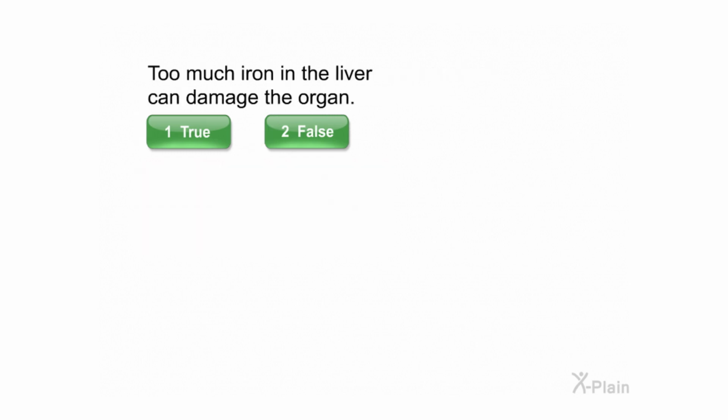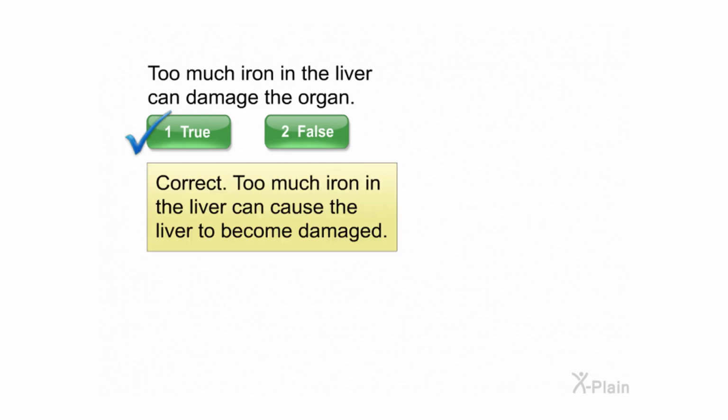Too much iron in the liver can damage the organ. Select true or false. Correct. Too much iron in the liver can cause the liver to become damaged.